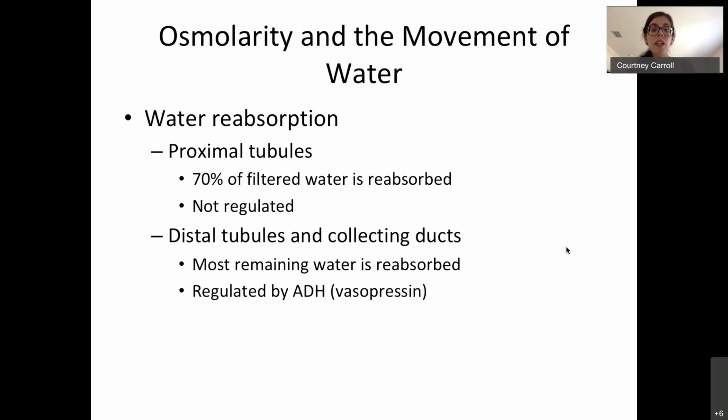Okay. Keep in mind, osmolarity, water reabsorption. 70% of that happens in the proximal tubule, but this is not regulated. So the amount of water that comes back in the proximal tubule, we cannot control. It's not dependent on our environment. It's not dependent on our needs. However, the rest of the water reabsorption happens in the distal tubule and the collecting duct, and this is where ADH works. So it modulates that 30% of water reabsorption.